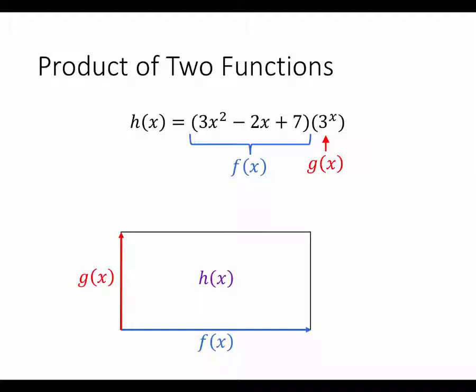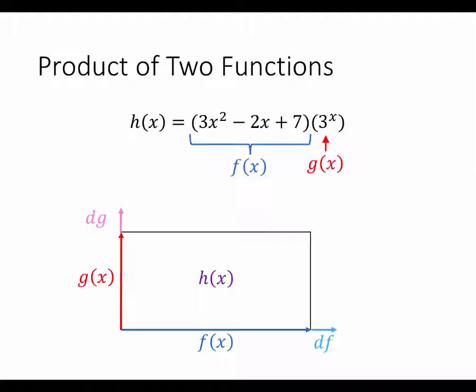Now, if we increase x by a tiny amount, then f of x will also change by a tiny amount. In the past, we've called this delta f, but when the change in x is small enough, we write it as df. Similarly, as we increase x by a tiny amount, then g of x will also change by a tiny amount, which we'll write as dg.